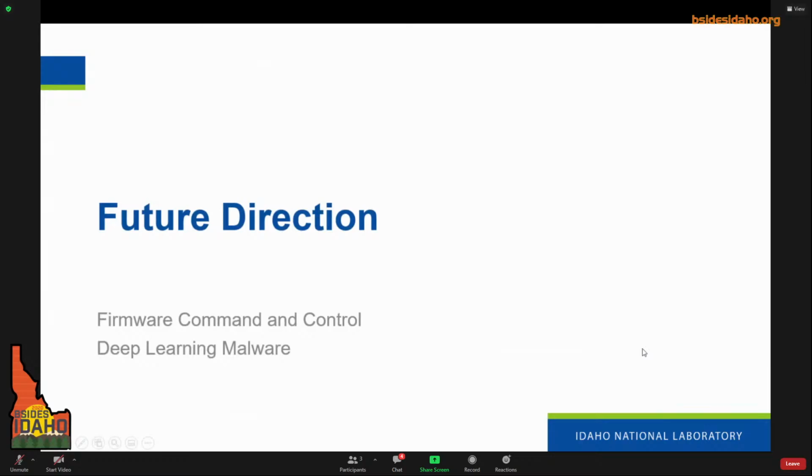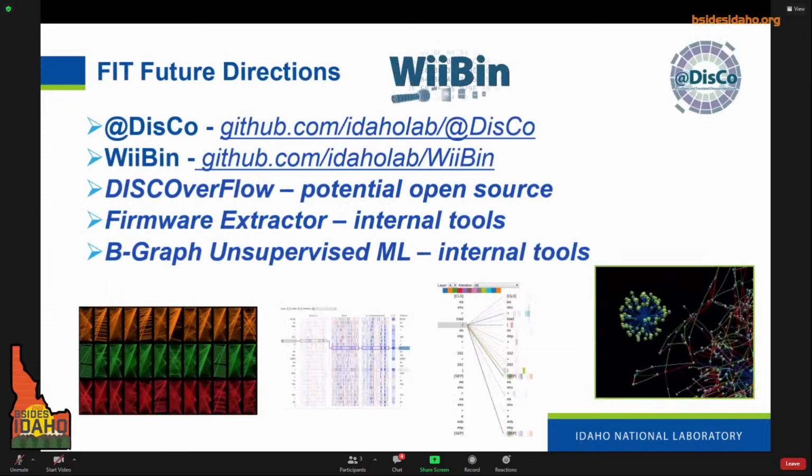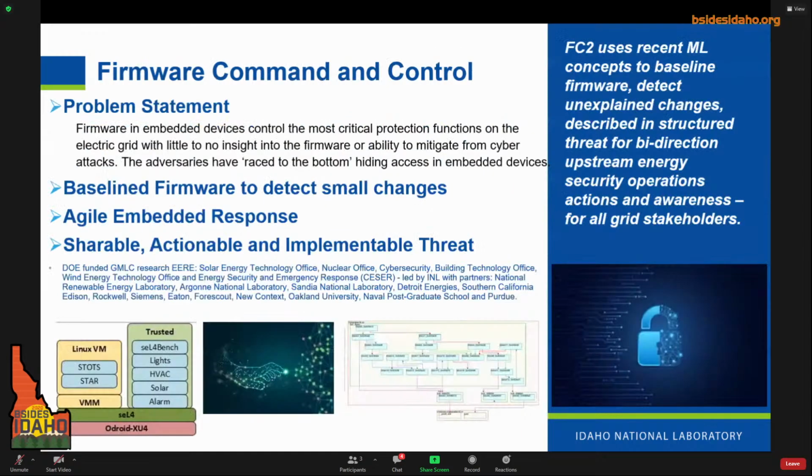So future direction for these technologies, we're really fortunate. We have a lot of capabilities right now, a lot of different research happening. WiiBin right now is available on our GitHub. At Disco is available with additional protocols. And DiscoveryOverflow is in the process of being open sourced. We have a project called Firmware Command and Control, where we're going to go deeper into embedded systems and create a microkernel that can actually do cyber command and control inside that embedded system. We're going to take it a little bit out of static binaries and try to get more understanding of that symbolic execution side of it. So it's going to take these technologies and advance them and go forward.